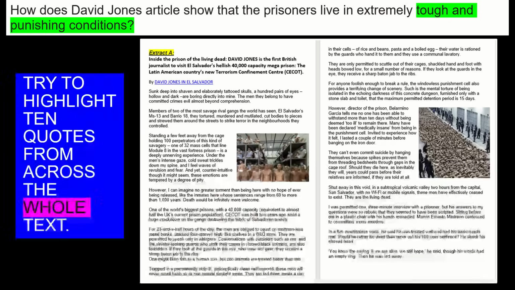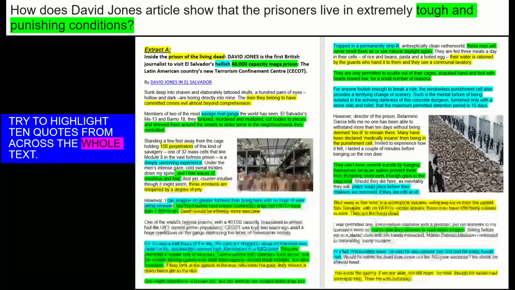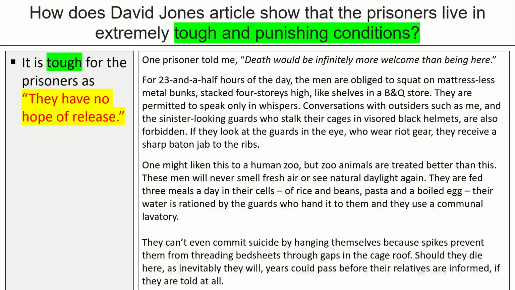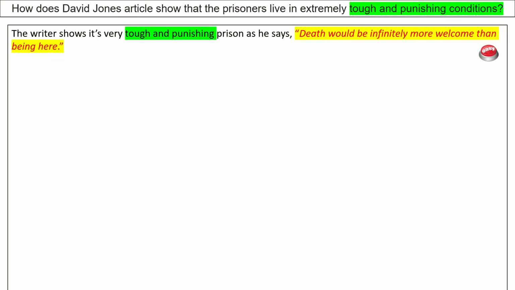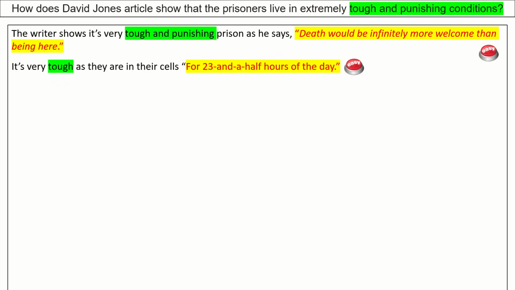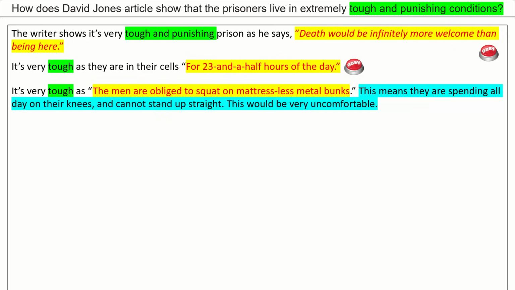Okay, so try to highlight 10 quotes from across the text and make some more comments on them. And I'll just go through the ones I did. The writer shows it's very tough and punishing. As he says, death would be infinitely more welcome than being here. It's very tough as they're in cells for 23.5 hours a day. It's very tough as the men are obliged to squat on mattressless metal bunks.